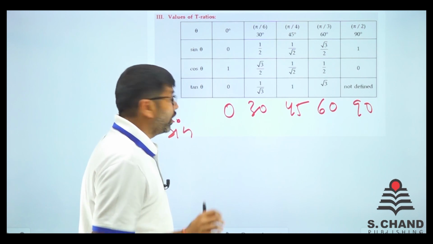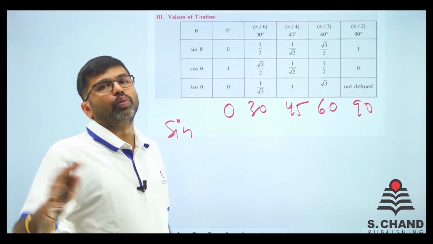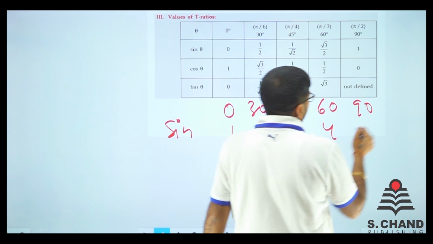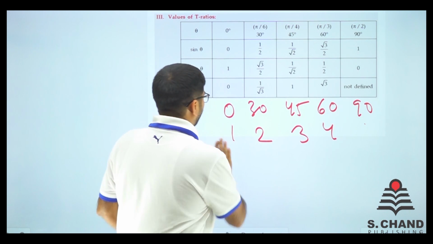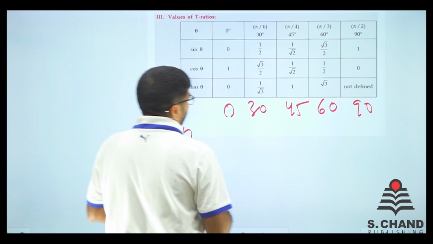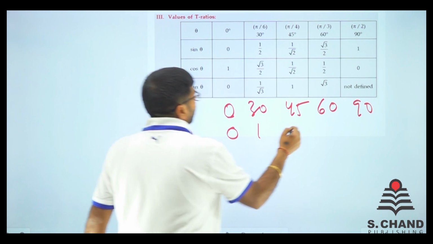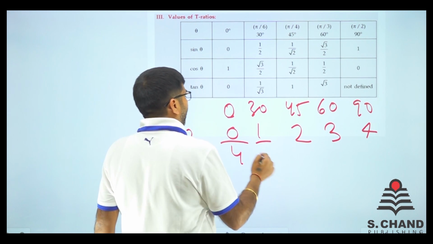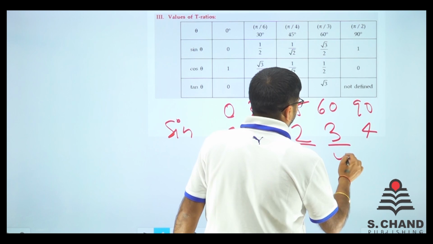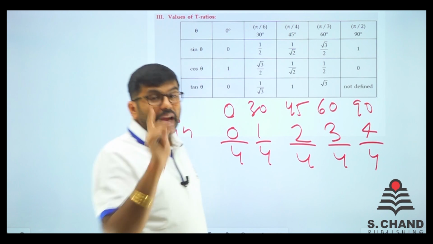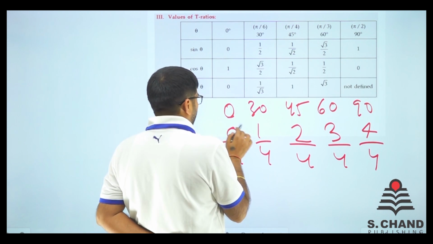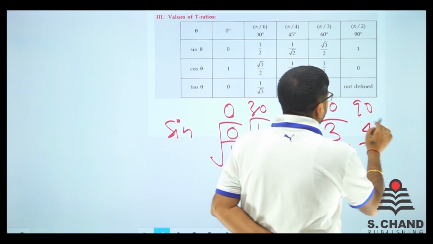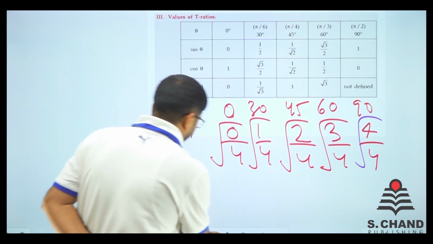Just do one thing. I'm sure some of you know this. Sorry, starting from 0, write 0, 1, 2, 3 and 4. Just divide all by 4. Right? And do one thing. Just underroot all of them. And you are there. How come?